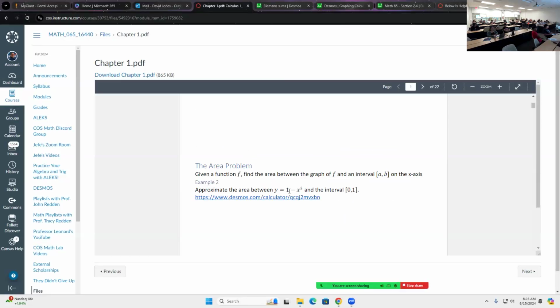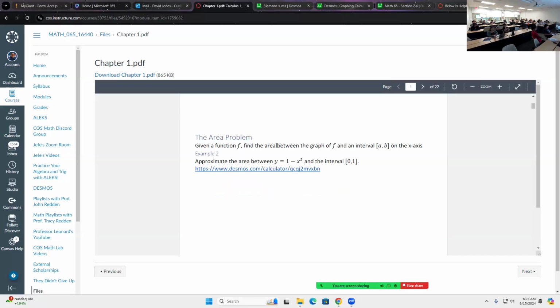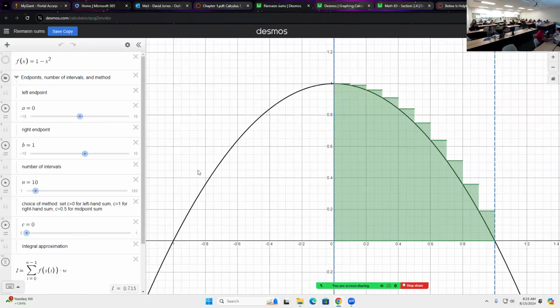The next part we're looking at, we're going to find the area between 0 and 1 for y equals 1 minus x squared. So this is like a parabola pointed down. We'll take a look at it. I have it loaded right here. Calculus also gives us a way to find this area. This graph right here is y equals 1 minus x squared.